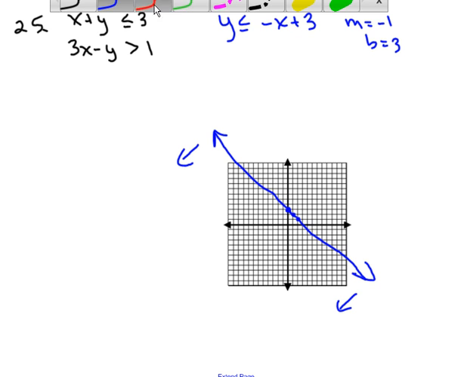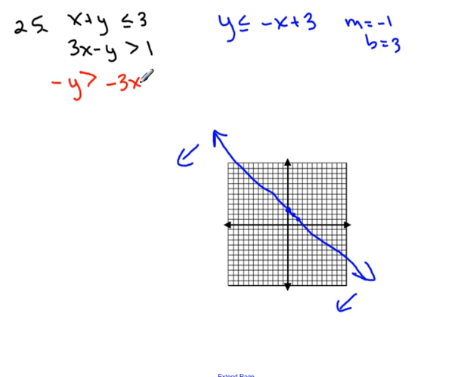Second equation. I need to solve this equation for y, so I will subtract 3x. Divide by -1, which means change the sign, flip the sign. So y is less than positive 3x minus 1, which means my slope for this line is 3 and my intercept is -1. So I will start at the point 0, -1 and move up 3, right 1. No equal sign on the inequality, so this will be a dotted line through those points.